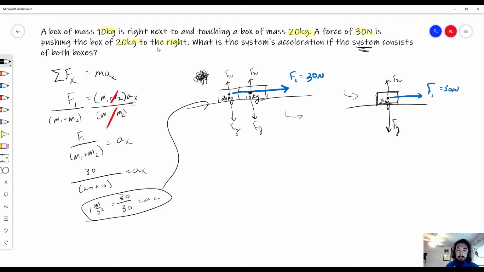Now, if we know that the system as a whole is accelerating that way, we have uncovered how to look at a system with multiple objects. Is that cool? All right.